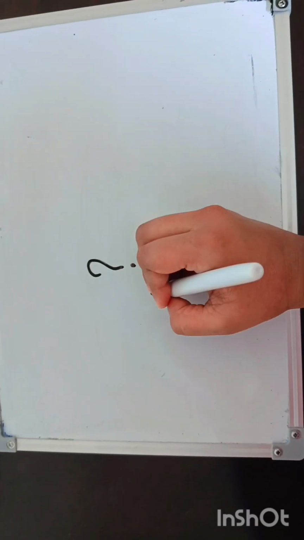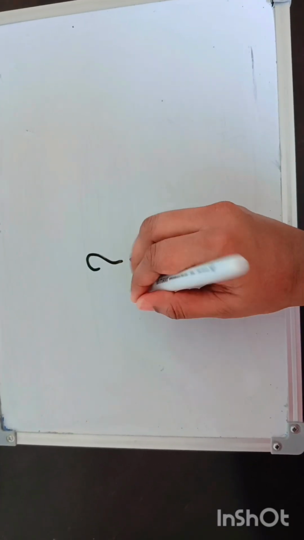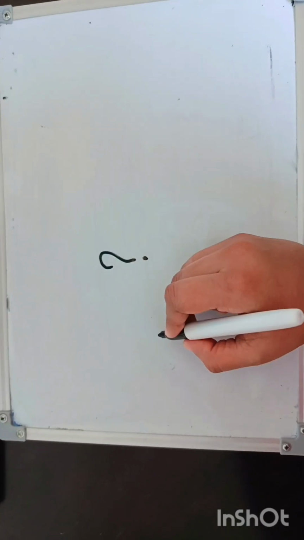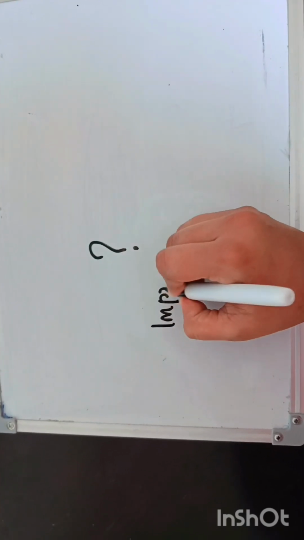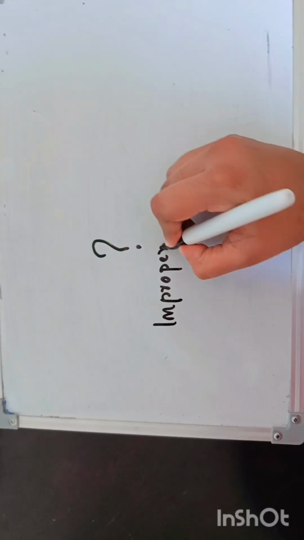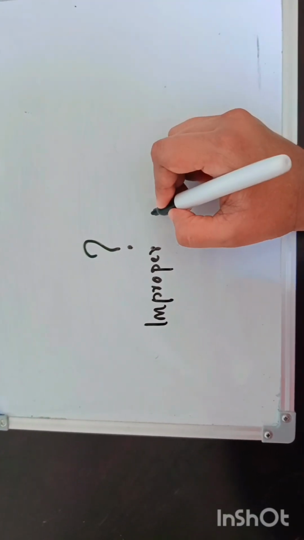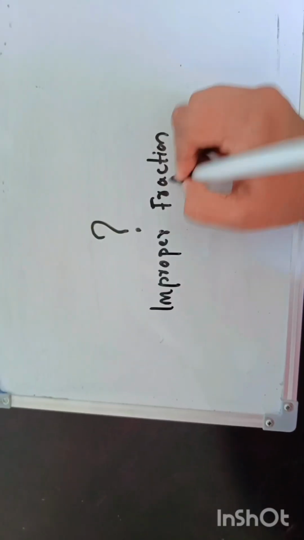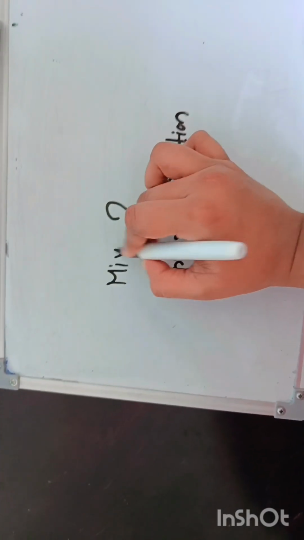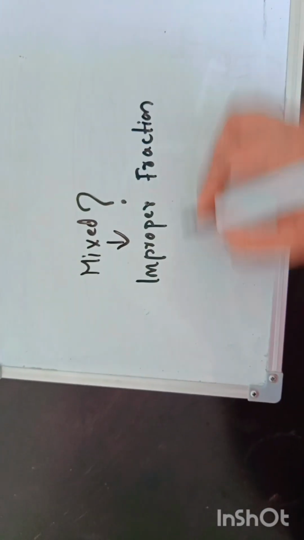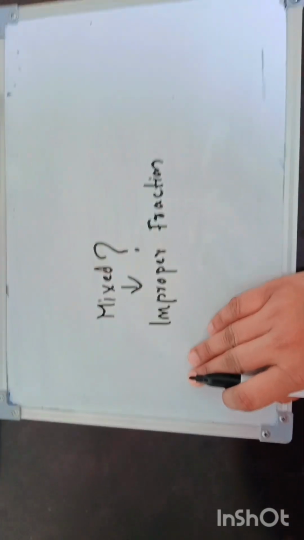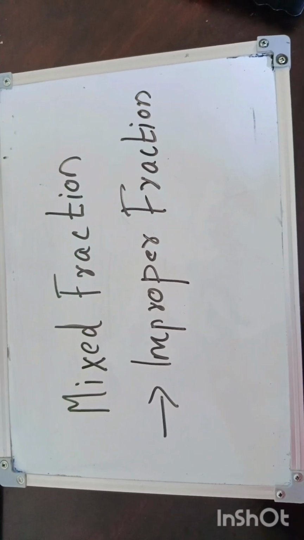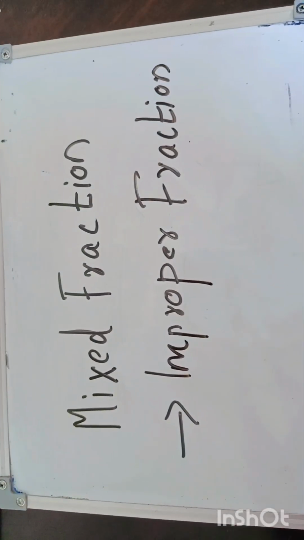Now, why do we convert to improper fractions? We convert because it is easier to do operations like addition, subtraction, and multiplication. Mixed fractions and improper fractions are just two different ways of writing the same value. I'll explain this in another video. So in this section, we have learned what a mixed fraction is, what a proper fraction is, what an improper fraction is, and how to convert a mixed fraction into an improper fraction.